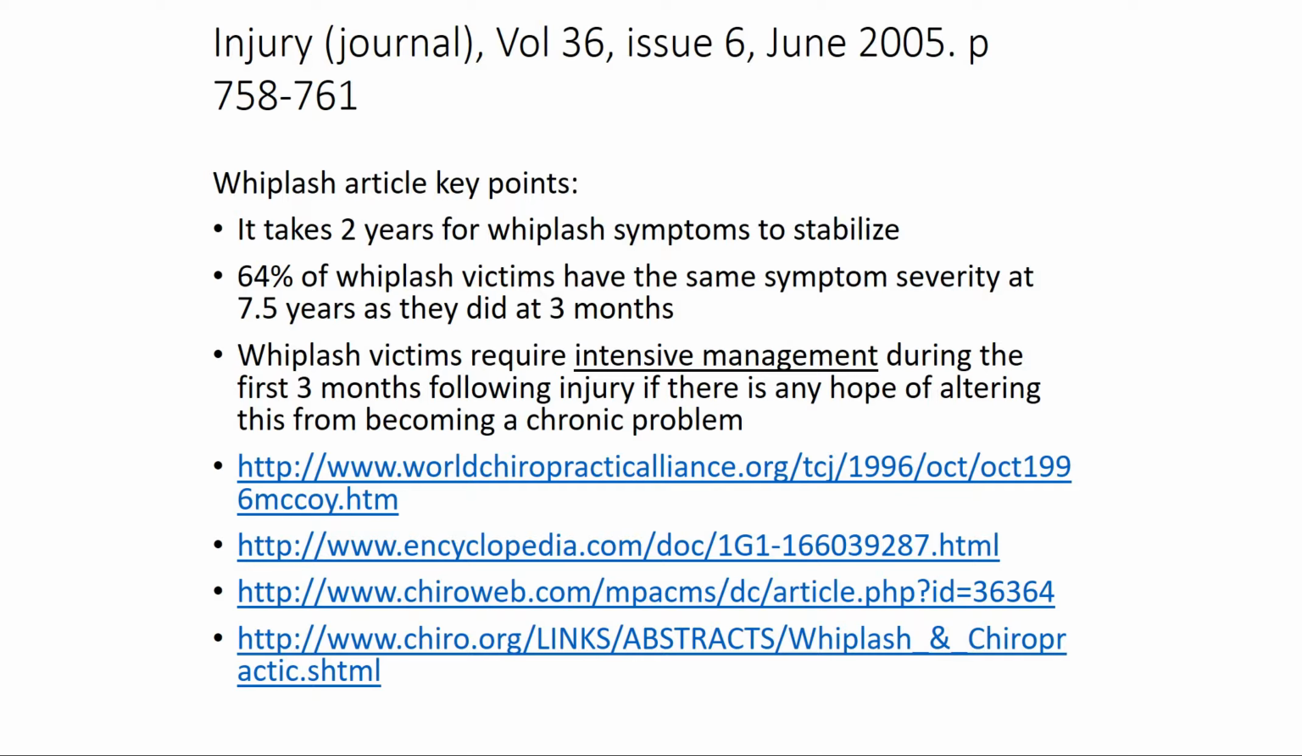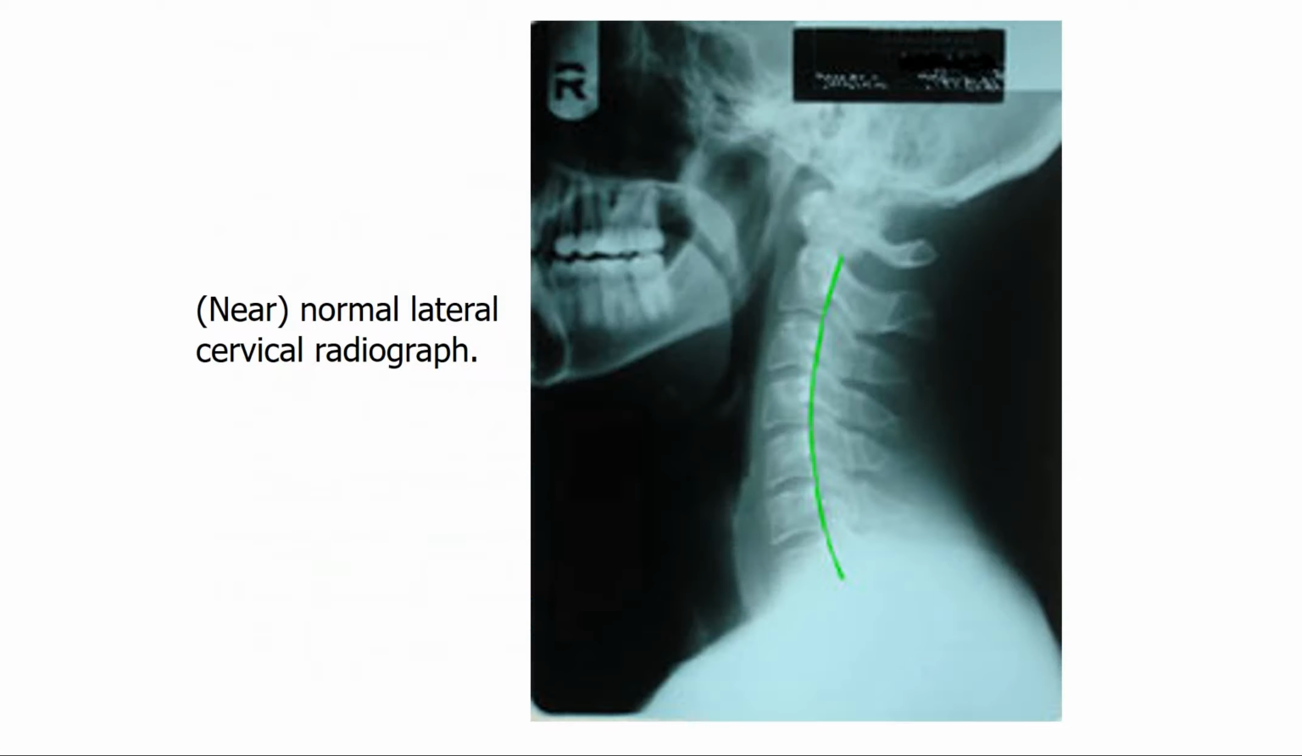Okay, there's more information if you want to click those websites on whiplash victims and the best method of care. And really the quick version is you need the PT rehab stuff after injury. The sooner the better.